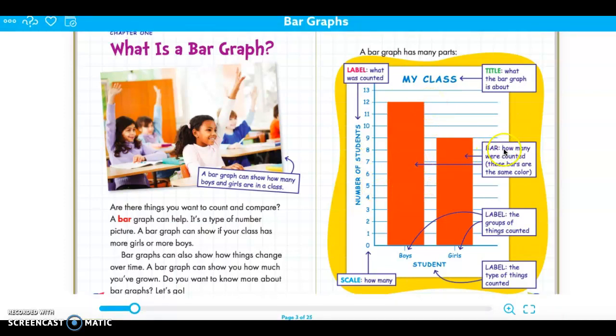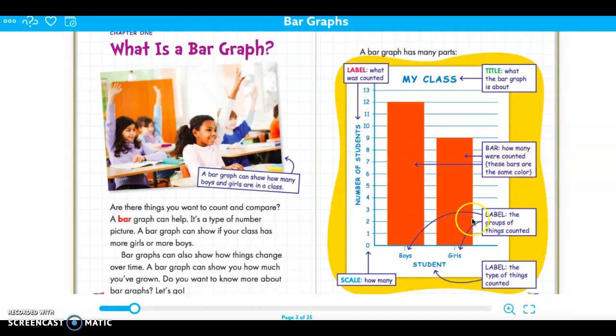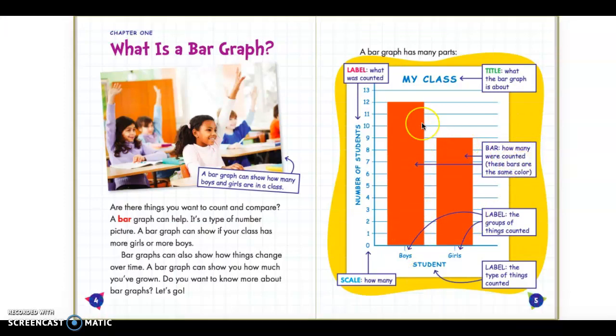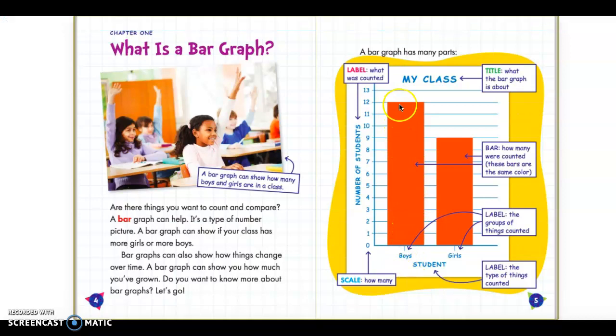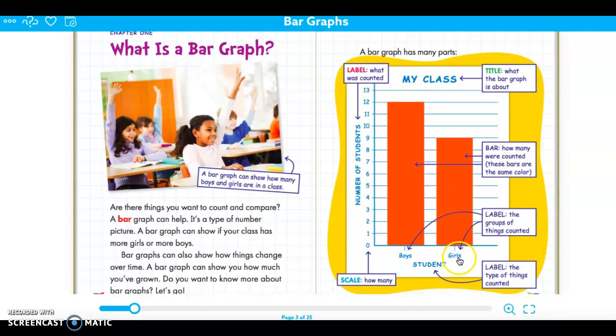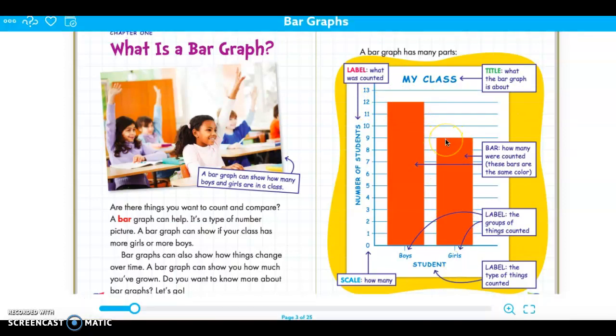Another part of your bar graph is the bars. So how many were counted? These bars are the same color, but they don't always have to be the same color. And if you look, in this class, there are boys. How many boys are in the class? 12. It goes up to 12. How many girls are in the class? 9. There are 9 girls in the class because the bar goes up to the number 9.